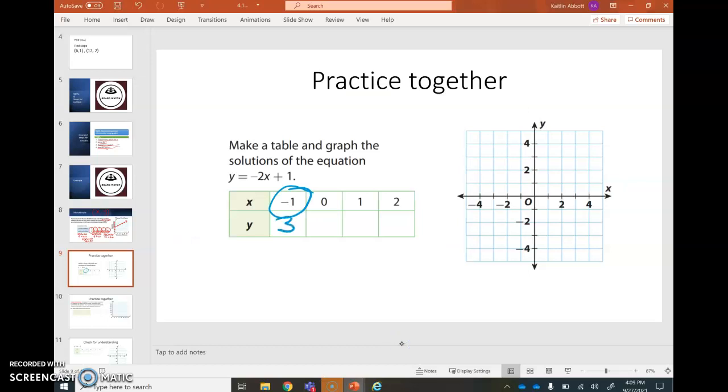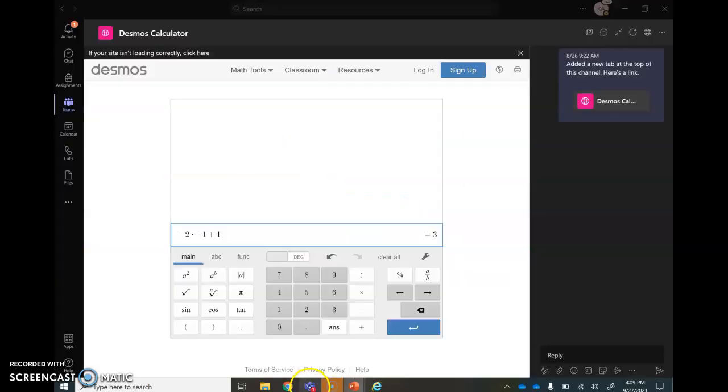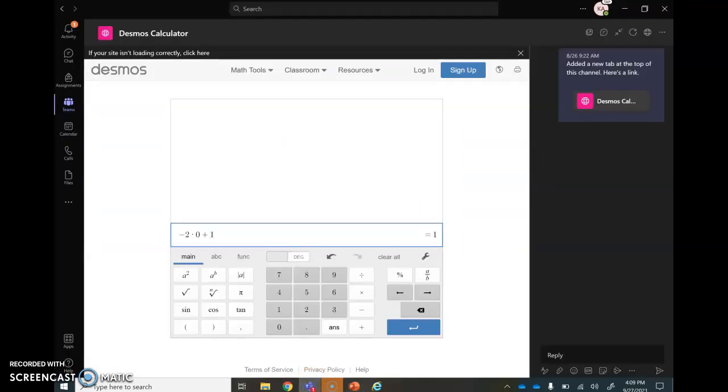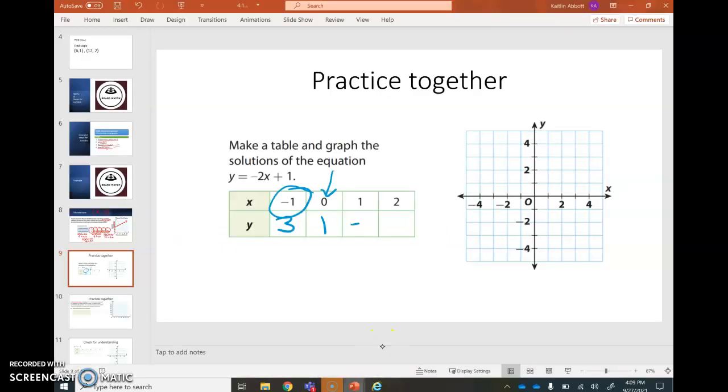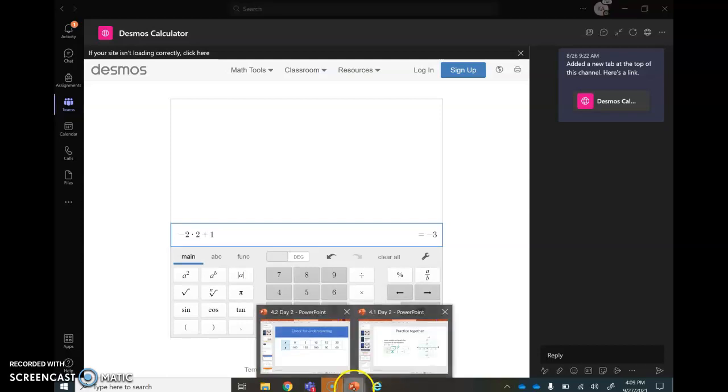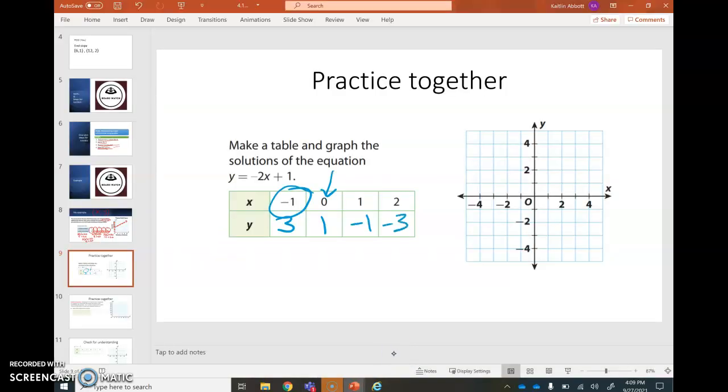So we got 3. Now we're going to swap that negative 1 out for 0. So, not delete, move over. Delete that and put in a 0. We get 1. And then instead of 0, now we're going to put 1. Gives us negative 1. And 2. Go over to 2. Boom. Negative 3. Look at that. Look how fast that was. Negative 3.